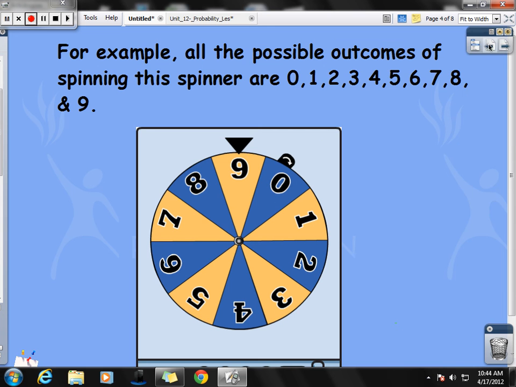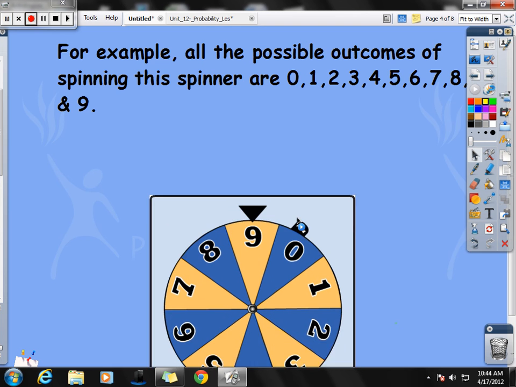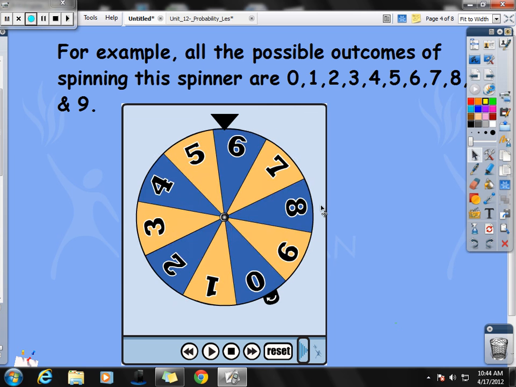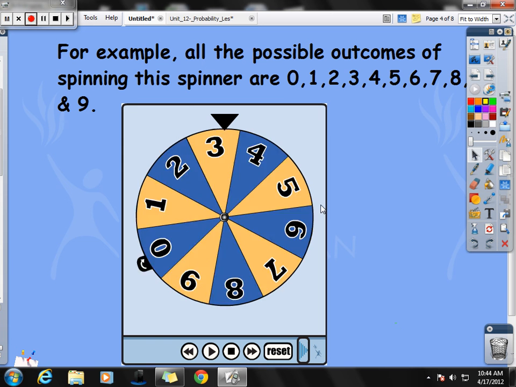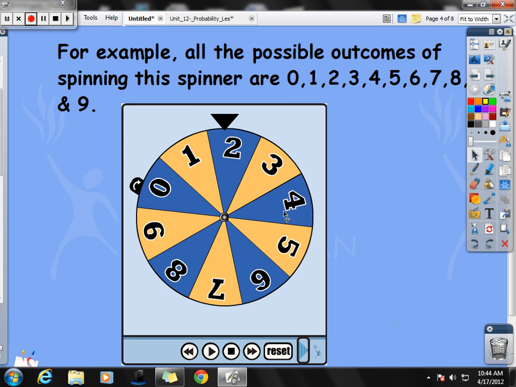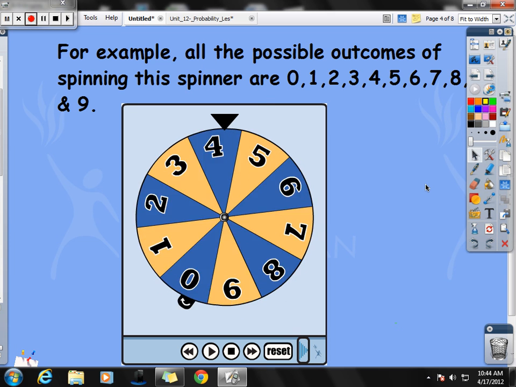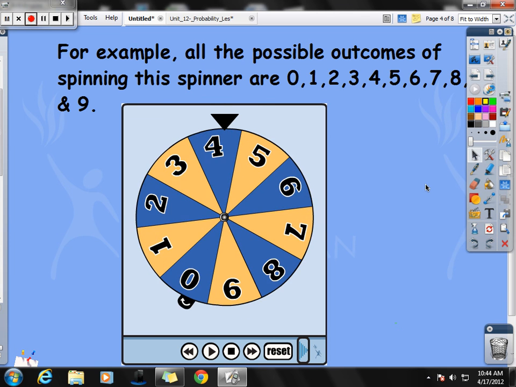So if I were to spin this, let's see if I can spin it. If I were to spin that, whoops, don't want to do that. There we go. If I were to spin that, and it lands on 2. And then if I spin it again, it should land on something different this time around. It doesn't have to, because it still could land on 2. And now it lands on 4.